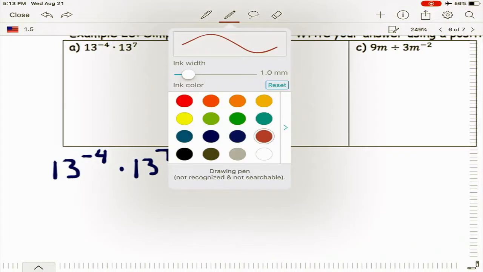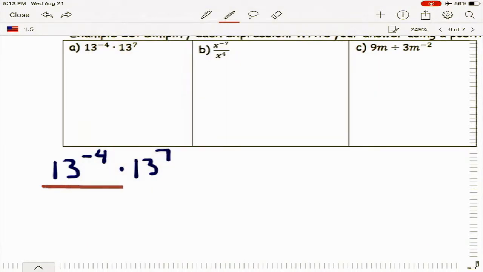Once again, this example, you can do this. This is fine. Whenever I see a negative exponent, I already start thinking to myself that I want a fraction. So I do a fraction bar here.